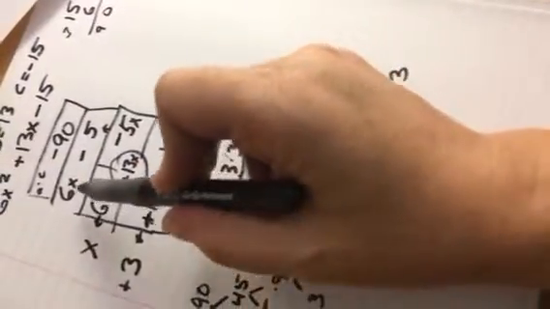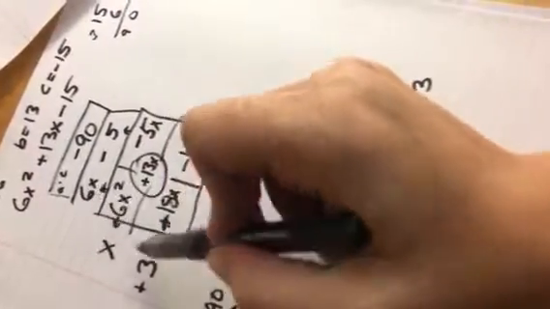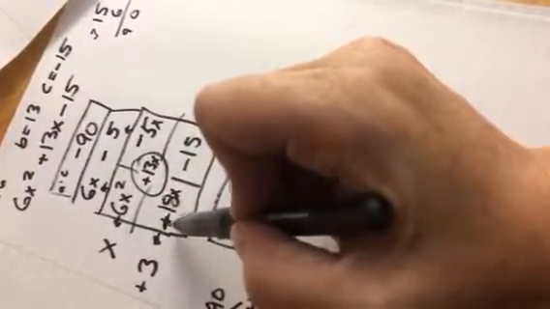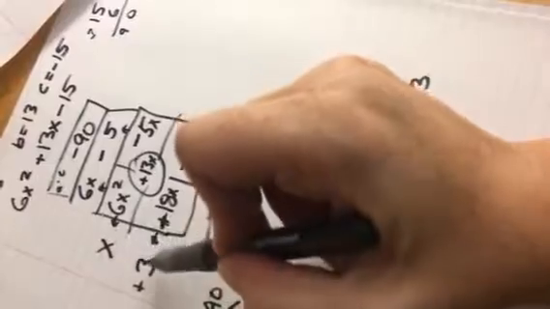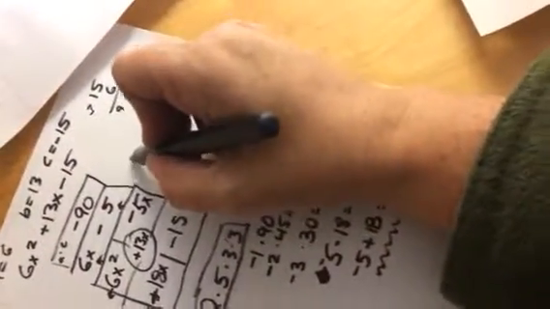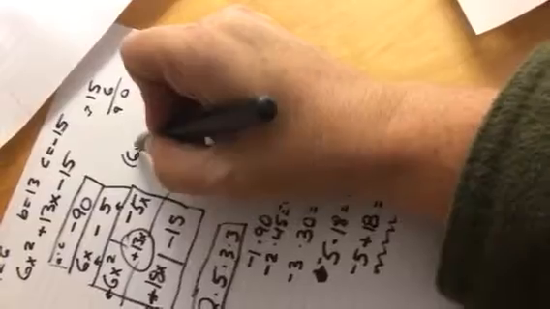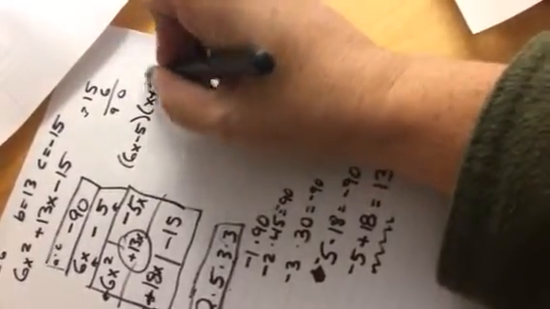Let's just do a check. Is 6x times x 6x squared? Yep. Is 6x times 3 18x? We got that. Negative 5 times x is negative 5x. Let me see, I lost track. 6x times 3 is 18x. And 3 times negative 5 is negative 15. Got it. So my factors are 6x minus 5, x plus 3.